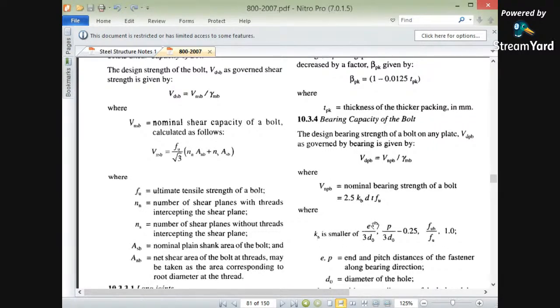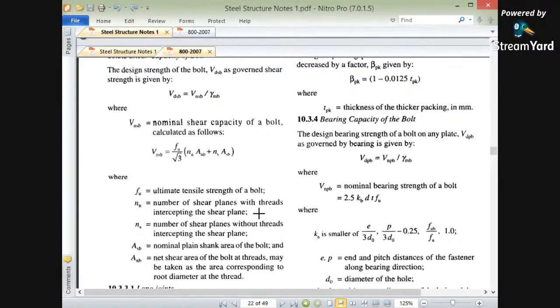What are these? e stands for the edge distance, e over 3 times the diameter of hole; the pitch value, p over 3 times the diameter of hole, minus 0.25; f_ub upon f_u; and 1. Out of these 4 values, that is 1, 2, 3, and 4, the minimum value will be the k_b value.